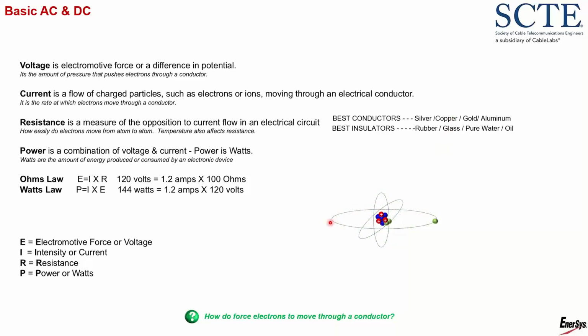Copper actually has a free electron that will move by itself from atom to atom to atom, but they just randomly move around, so they really can't be used for power unless you have a voltage applied to them to push them all in one direction. Insulators are elements where the electrons don't move from atom to atom to atom. So best insulators in order: rubber, glass, pure water, and oil. So in rubber, for example, you can't get the electrons to move from one atom to another atom to another atom. Electricity doesn't flow through rubber, so it's a very good insulator.